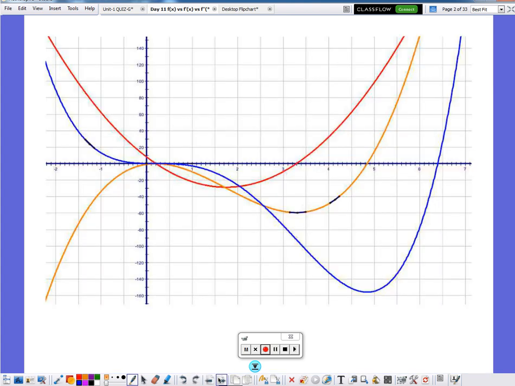On this drawing that you have, the very first page in the white packet, the function that is in blue on the board, I wish I could have printed yours in color, but it's too expensive. This is f of x. Go ahead and label that. So the blue one is f of x.